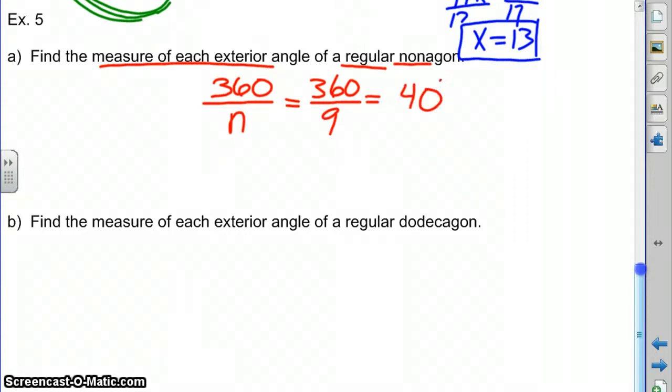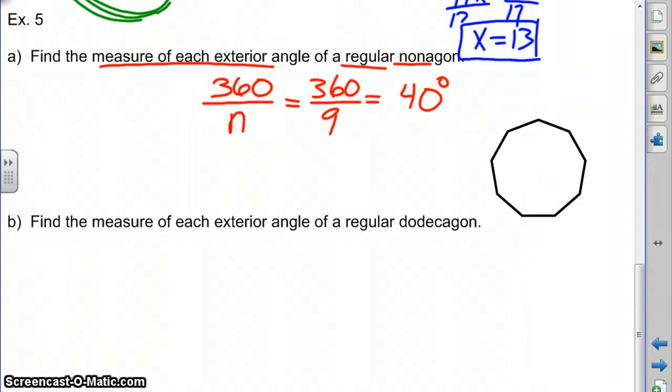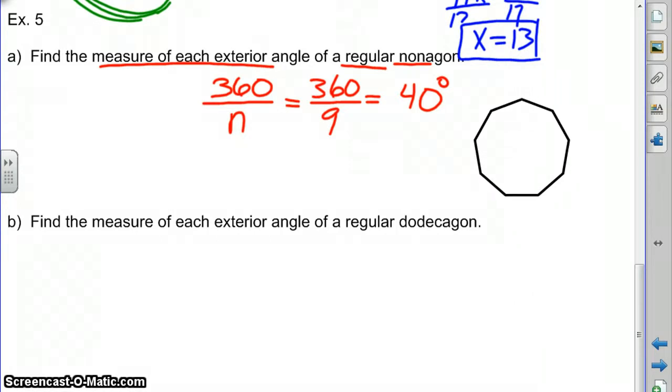40 degrees. So I know that if I draw a 9-sided figure, which would look like this, and I added up all the angles, 1, 2, 3, 4, 5, 6, 7, 8, 9, I add up all 9 angles. Each angle will be 40 degrees. Make it blue so we can see a little better.